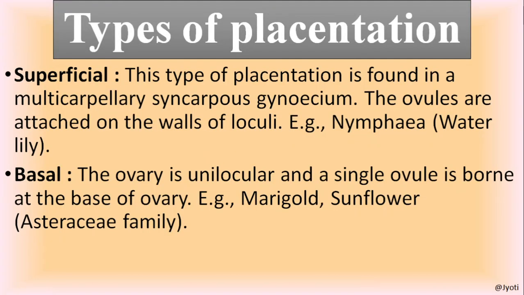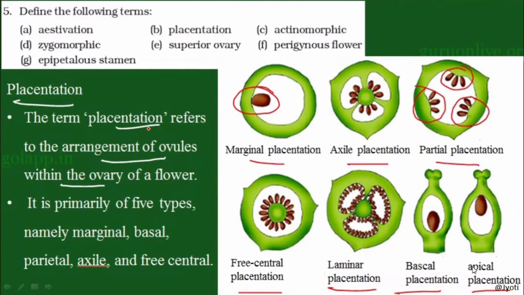The other type of placentation is basal placentation, where the ovary is unilocular and a single ovule is present at the base of the ovary. So here you can see this is basal placentation. Only one ovary is present. It is unilocular. Generally the flower may be monocarpellary or polycarpellary, but the ovary has only one locule. And here you can see from the base of the ovarian wall the ovule is developed. So it is called basal placentation.